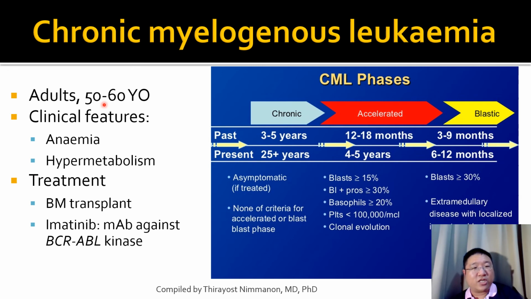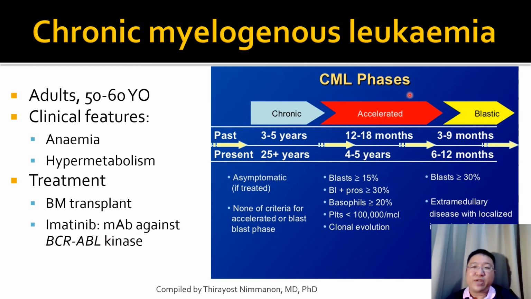And this condition is seen in adults, particularly 50 to 60 years old. And clinical features include anemia and hypermetabolism. The treatment includes bone marrow transplant, and this one is important, imatinib. Imatinib is the monoclonal antibody against BCR-ABL kinase. It is targeted therapy. It is very important.